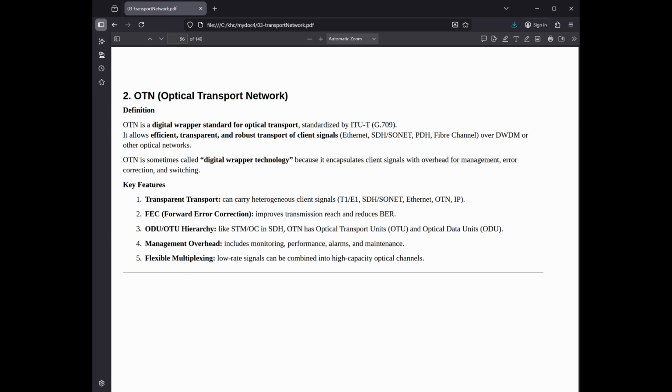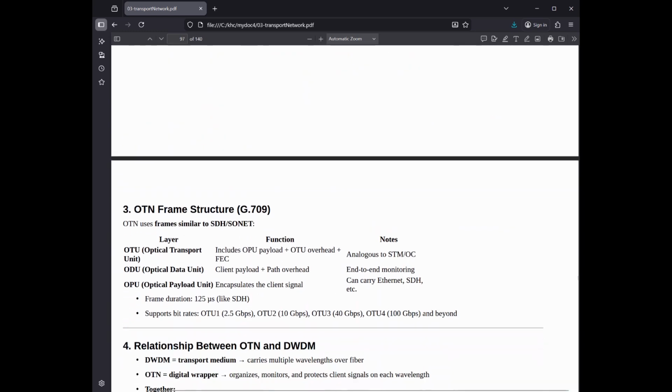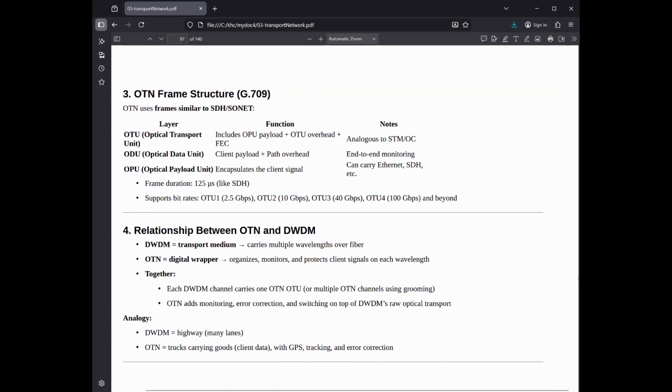OTN frame structure. The OTN frame is organized as a matrix of 4 rows by 4080 columns. This structure is processed row by row, from top to bottom. The frame consists of 3 distinct sections. 1. Overhead, columns 1 to 16. This is the shipping label of the container. It contains the management information needed to route and monitor the frame.